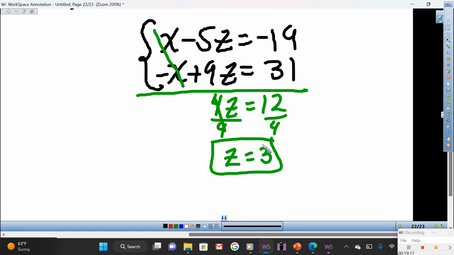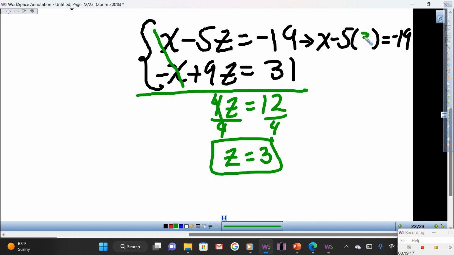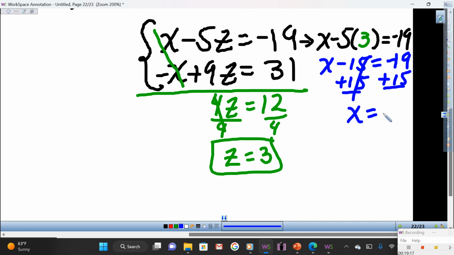I'm assuming you said to substitute into one of the 2 equations, yes? Which one, the top or the bottom? Top. So I'm going to write x minus 5, parentheses for z, equals negative 19. And I'm going to substitute 3 for z. So I end up with x minus 15 equals negative 19, plus 15, plus 15, x equals negative 4.